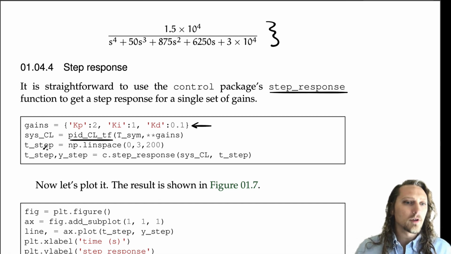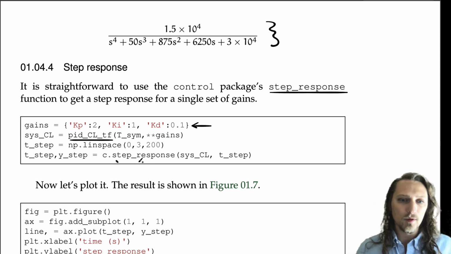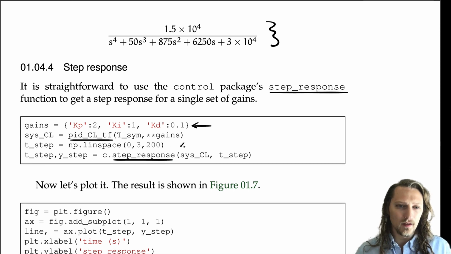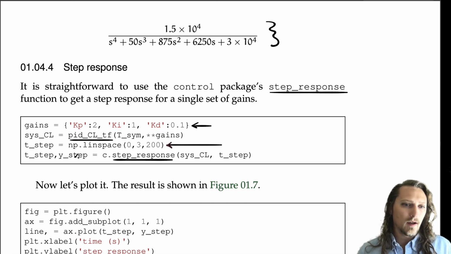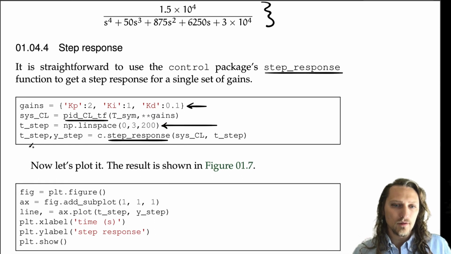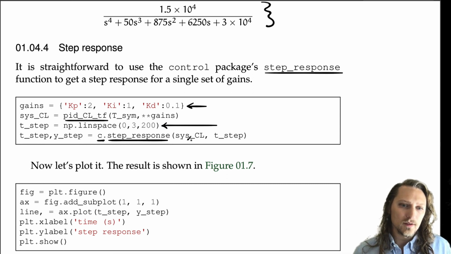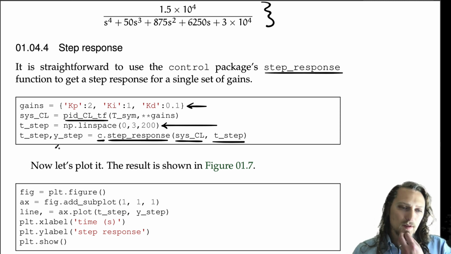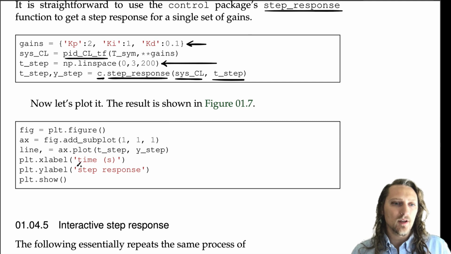That'll give us a closed loop transfer function that will be ready to operate on with the step response function here. So we define an array of time values using linspace from the NumPy package, from 0 to 3 seconds, 200 values. And the control toolbox's step response function, you give it the transfer function object, and then you give it the time array. It returns the time array and the step response.